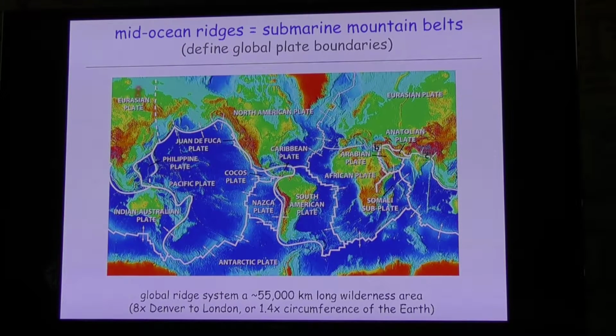Okay, so Mike discussed the mid-ocean ridge system and this plate boundary that extends for about 55,000 kilometers around the world, kind of like a baseball seam, it just completely encircles the globe. And again, it's about 8 times from Denver to London. That's the length of this ridge system, or 1.5 times the circumference of the Earth. So it's a fairly important and fundamental feature on the Earth's surface. And again, these plate spreading boundaries are where we find the majority of the hydrothermal vents.